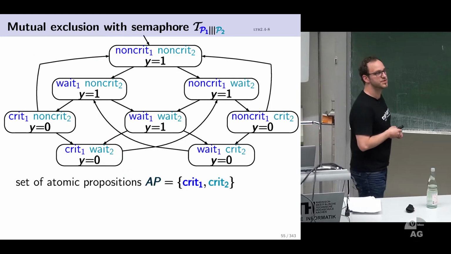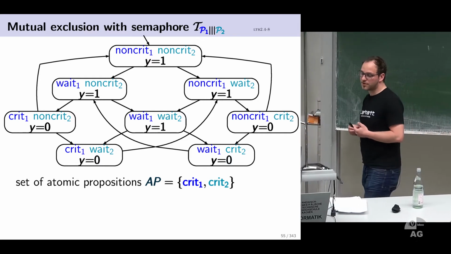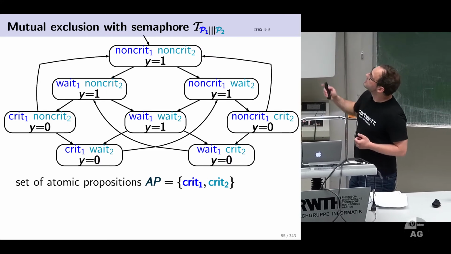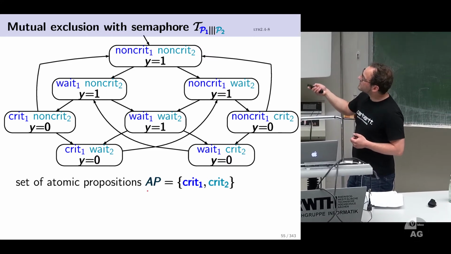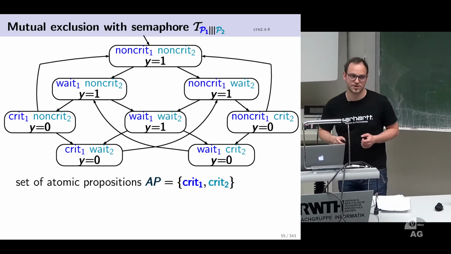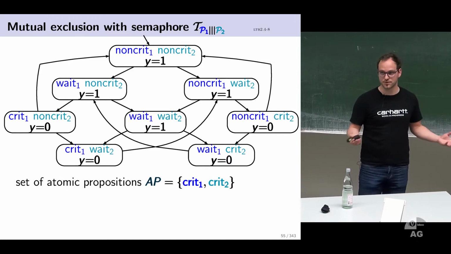And then if you look at the transition system for this program, for these two program graphs that I've just shown you, it looks like this. Right? Now let's assume the set of atomic propositions is given by crit1 and crit2, because you're interested in whether this algorithm actually establishes mutual exclusion.